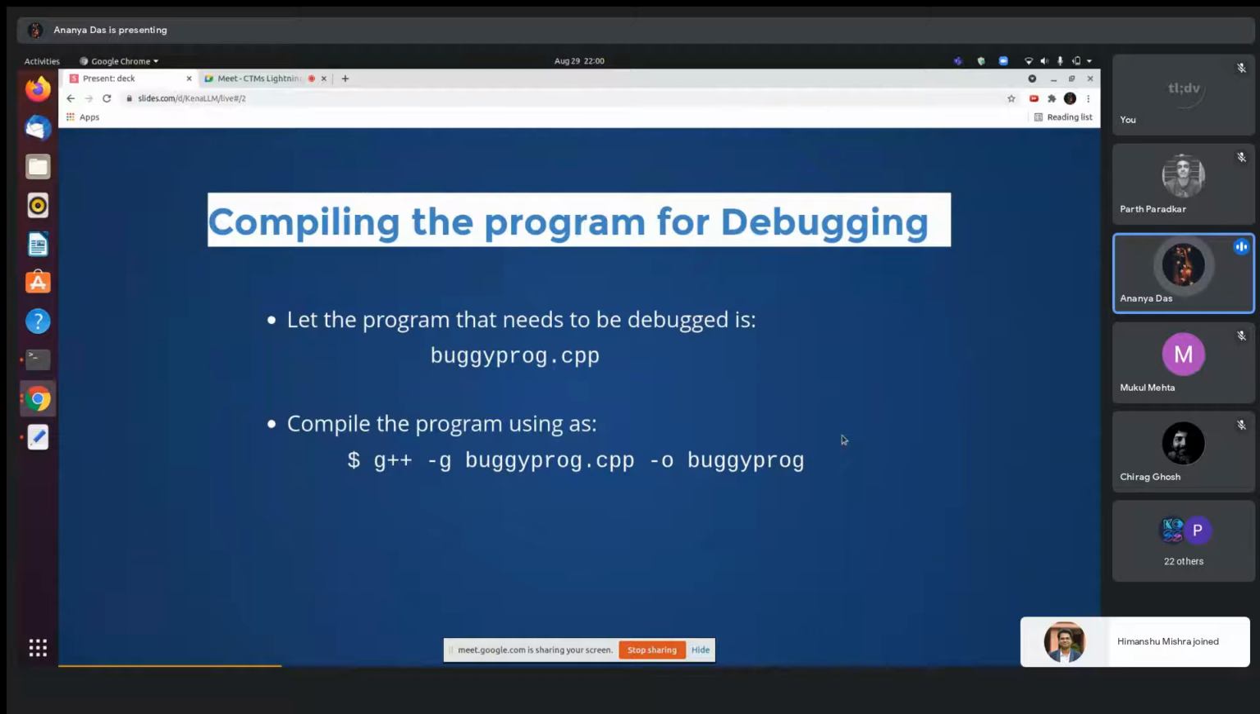One of the things that I would like to mention here is that the debugger works only with the compiled code or the executable. So normally when we compile, we use g++, then the file name, and then the executable name with -o. But since we want to debug this program, we need to use the -g flag over here. There are some other flags too, like -ggdb, but I'll just stick to -g for now.